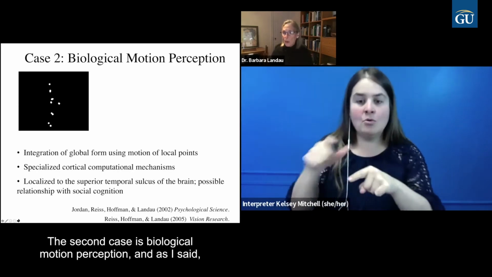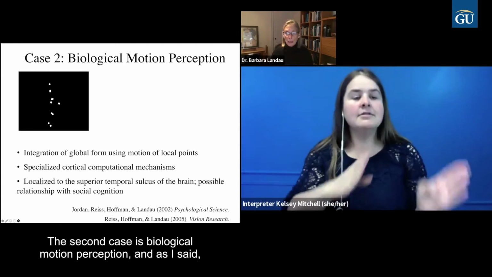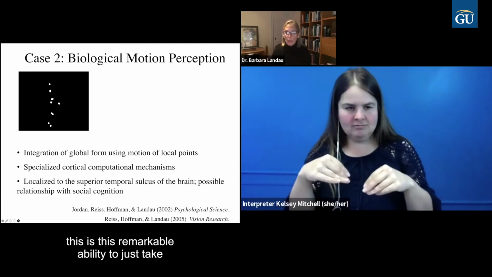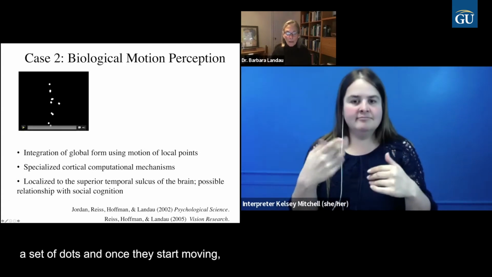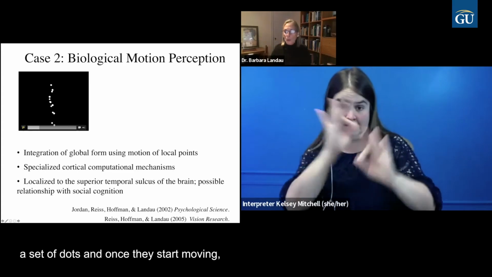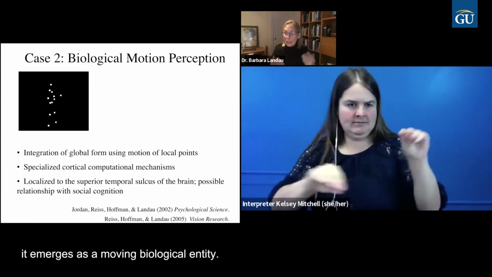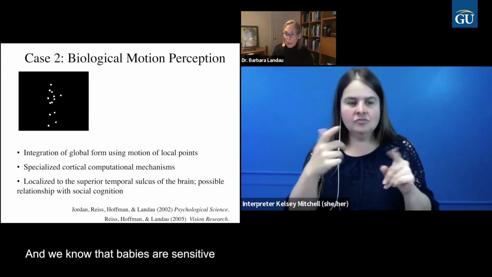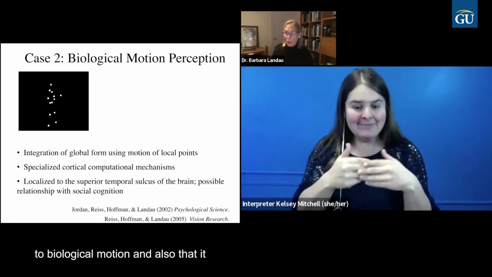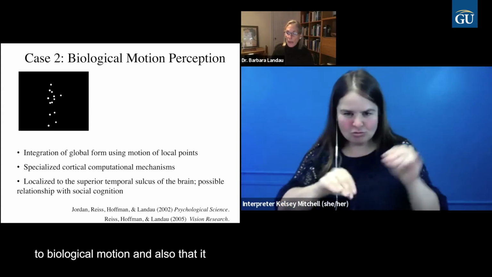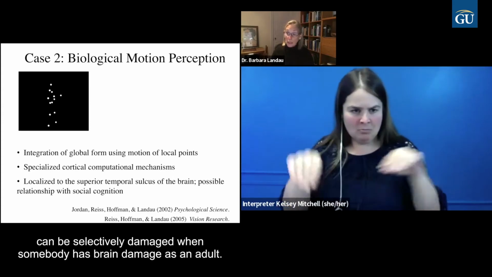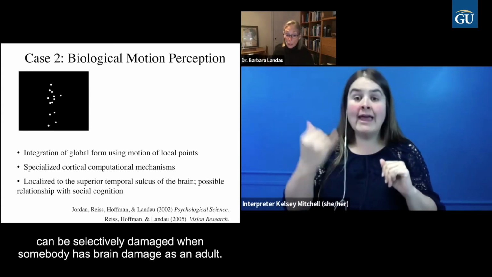The second case is biological motion perception. And as I said, this is this remarkable ability to just take a set of dots, and once they start moving, it emerges as a moving biological entity. And we know that babies are sensitive to biological motion, and also that it can be selectively damaged when somebody has brain damage as an adult.